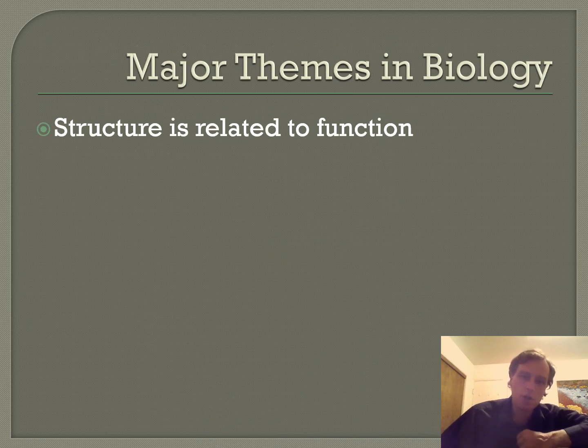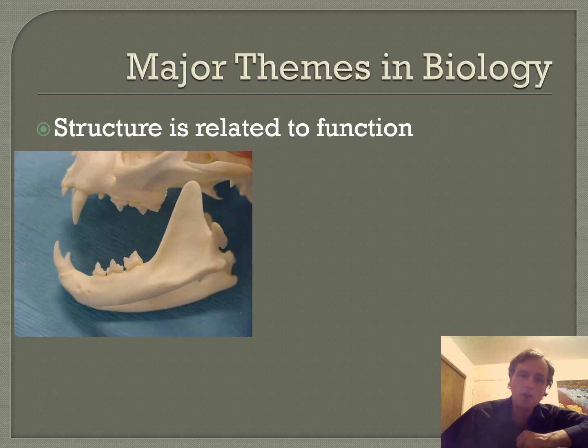Major theme in biology number 2: structure is related to function. Here, this is obviously the bone and jaws of a cow. Obviously, it is not the jaws and bones and teeth of a cow, and you all know this. I was just kind of waiting for you to realize I'm lying to you. These teeth suggest very obviously that this animal is not going around grinding up grass. These canines are for ripping and tearing flesh. Its molars even have been modified to basically rip and tear more flesh.